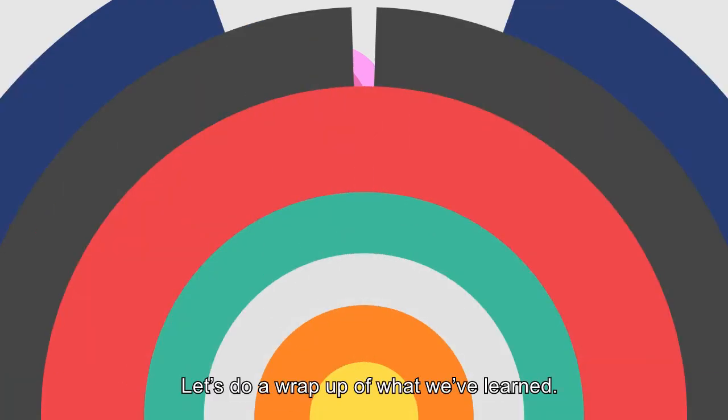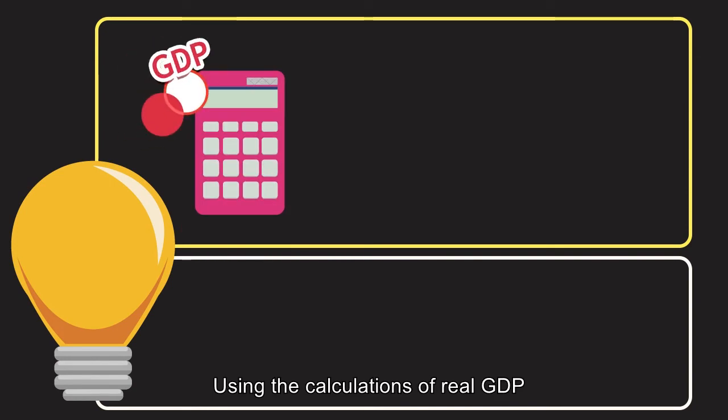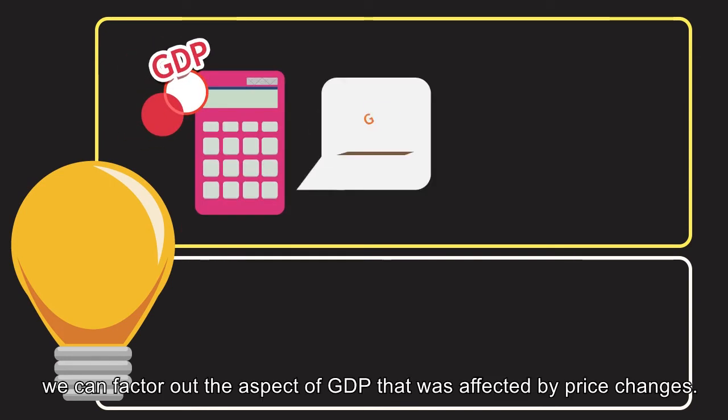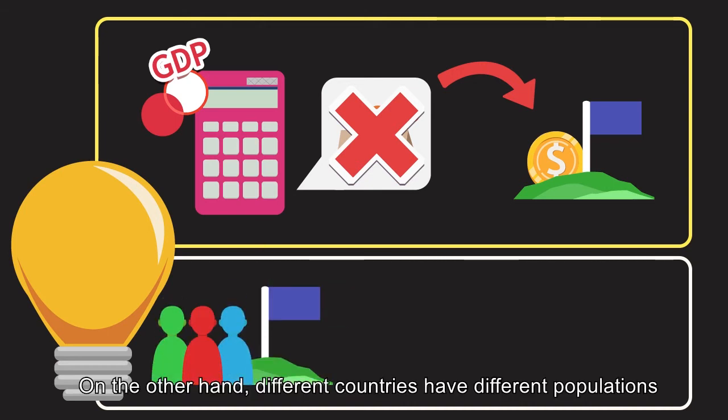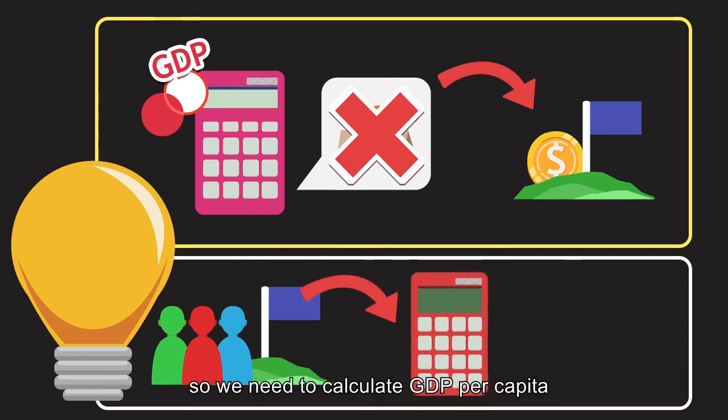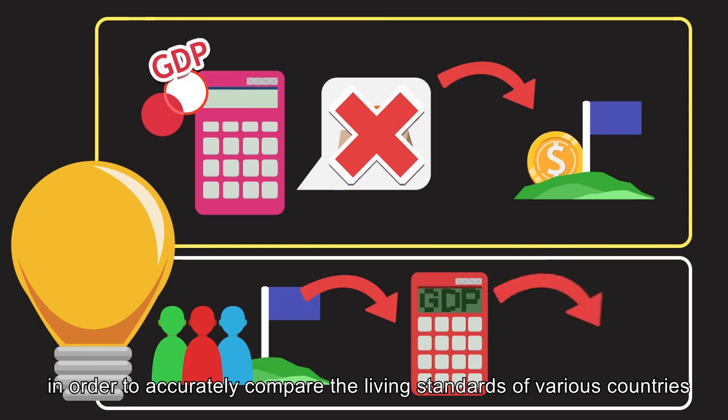Let's do a wrap-up of what we've learned. Using the calculations of real GDP, we can factor out the aspect of GDP that was affected by price changes. Therefore, under normal circumstances, real GDP can reflect the national standard of living more than nominal GDP. On the other hand, different countries have different populations, so we need to calculate GDP per capita in order to accurately compare the living standards of various countries.